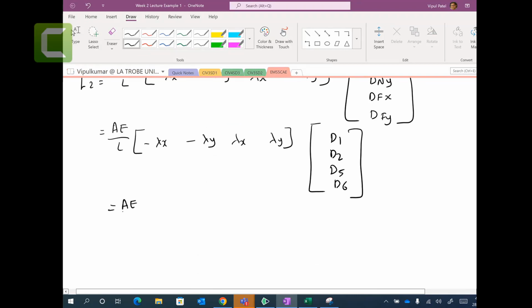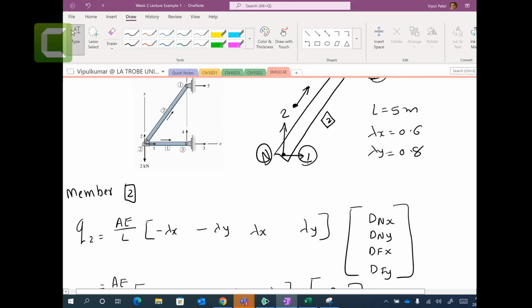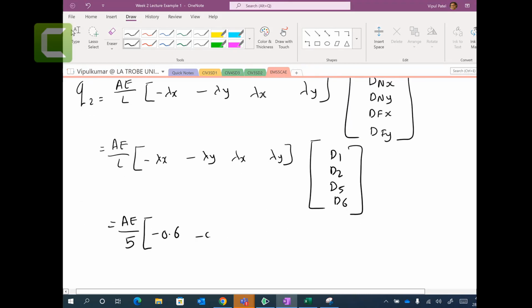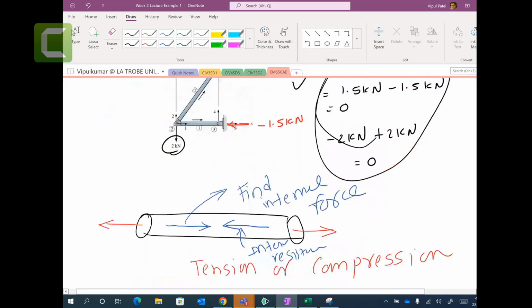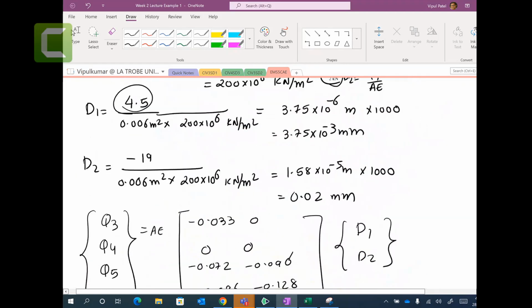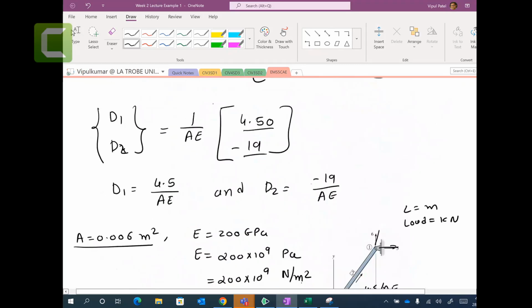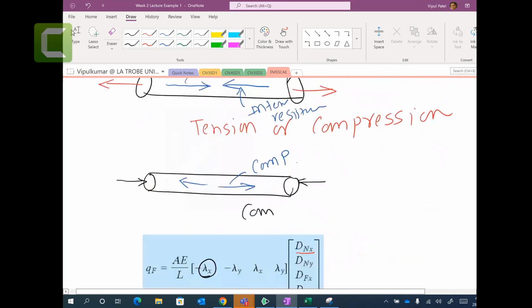So AE over length is 5, with minus 0.6 lambda x, minus 0.8, 0.6, 0.8. D1, I think we calculated D1 and D2. You remember that? Here you go. D1 and D2, AE1 over AE 4.5 and minus 19.